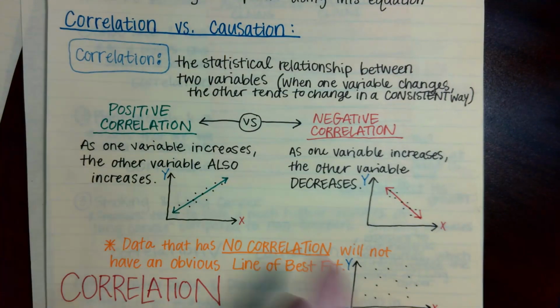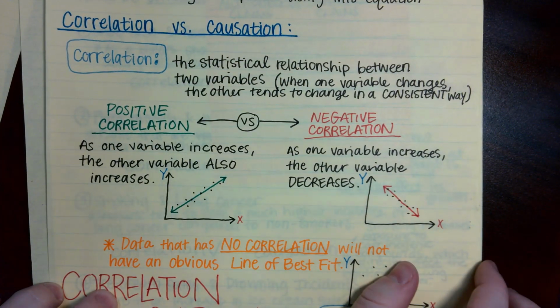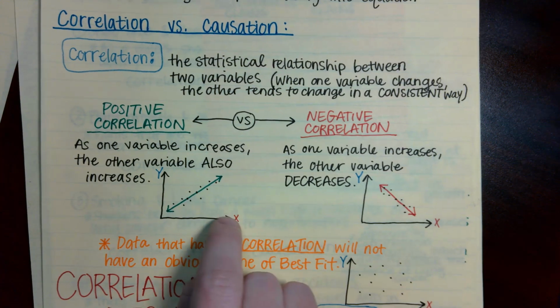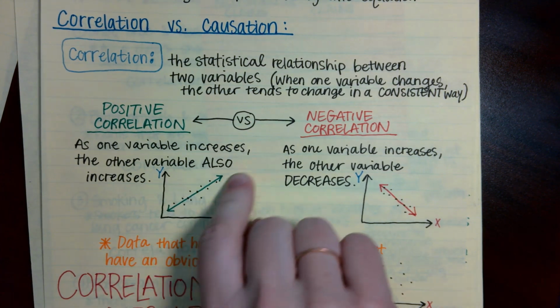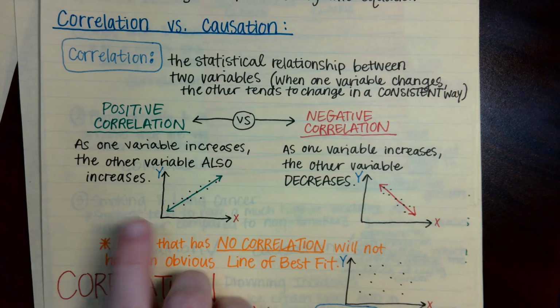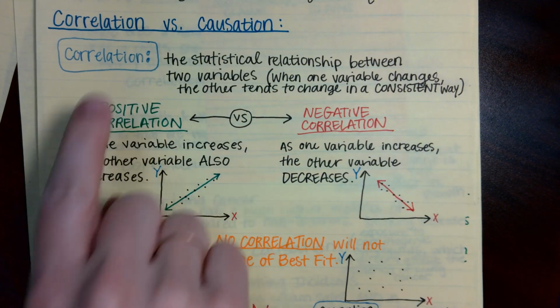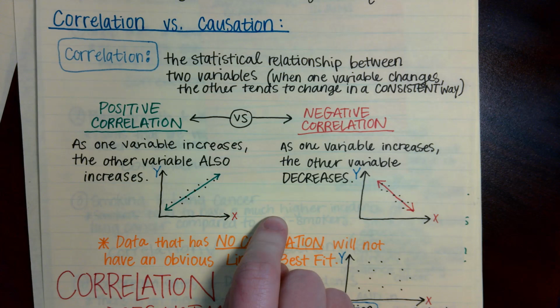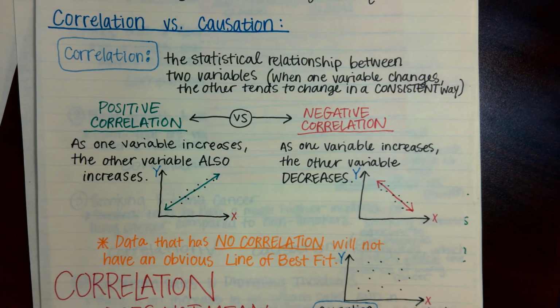So correlation is just the relationship between two variables, meaning if there's a positive correlation here, it just means that whenever one of those variables is getting bigger, the other one also gets bigger. It doesn't necessarily mean that they have any relation to each other in any way. It just means that they increase at the same time.